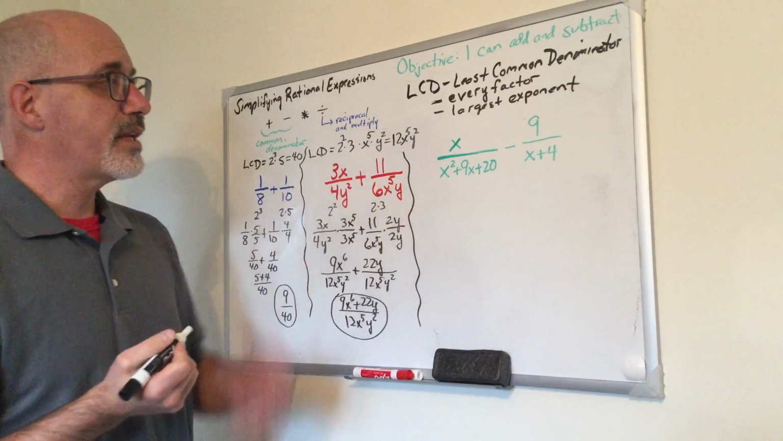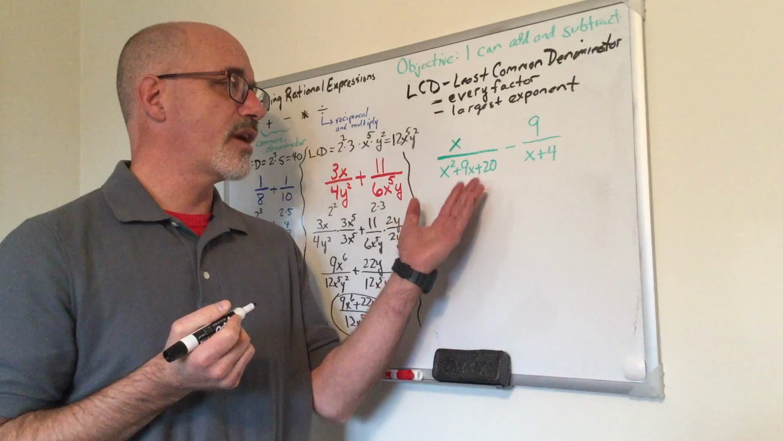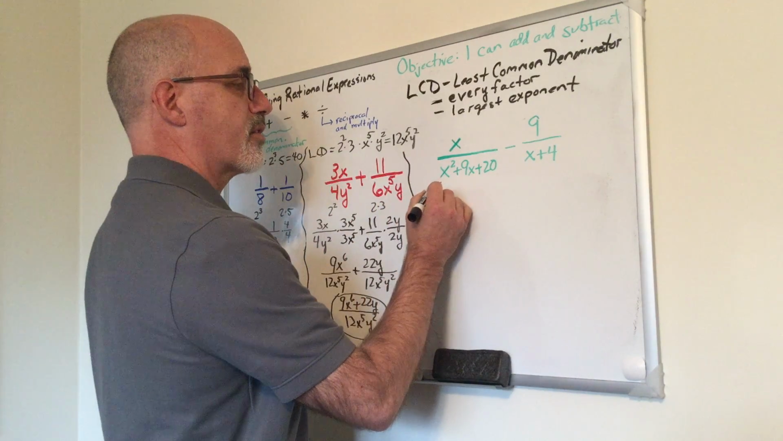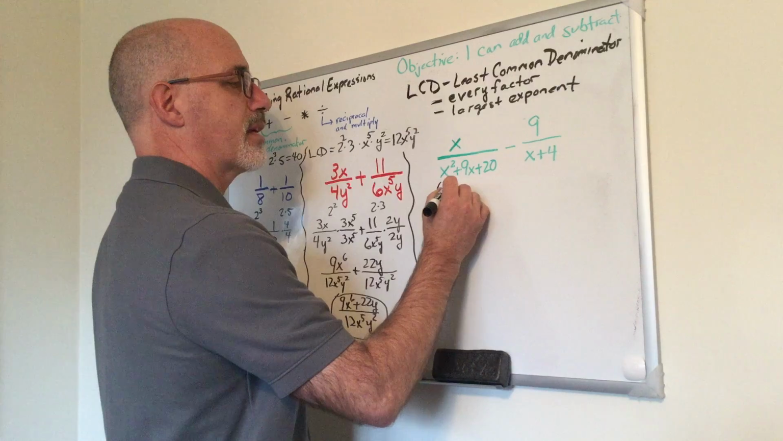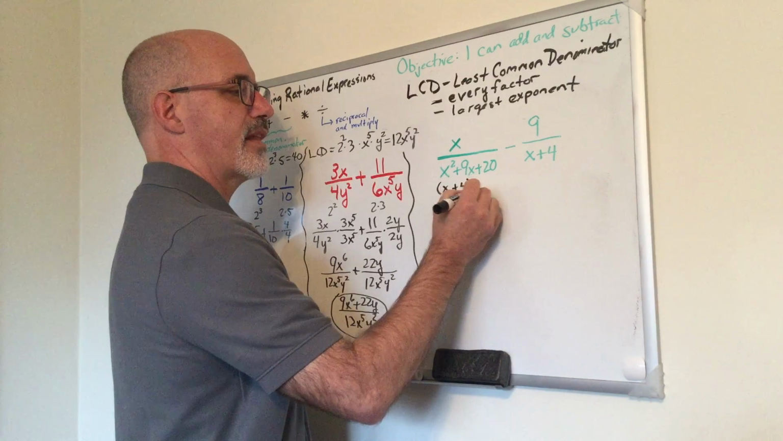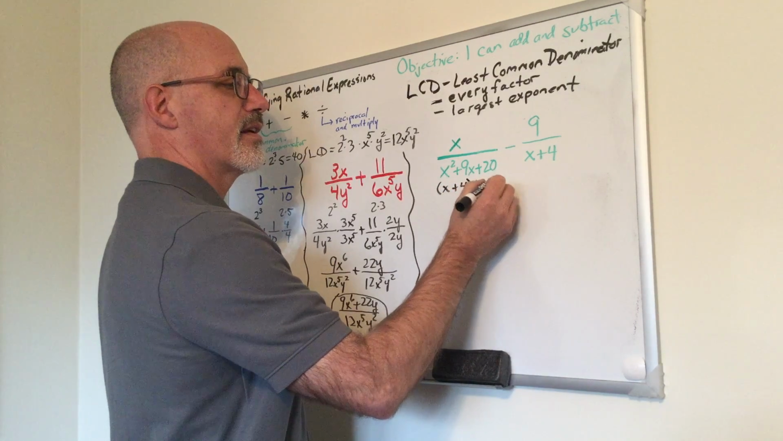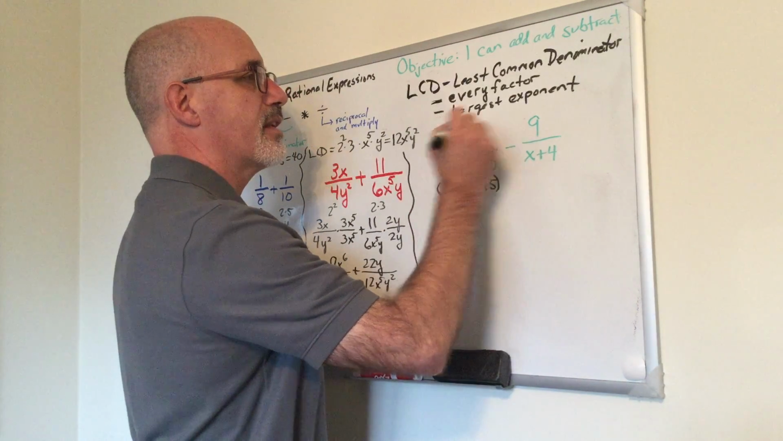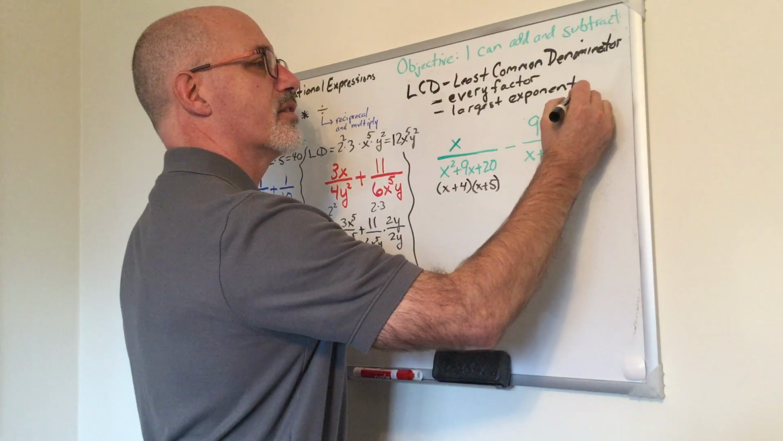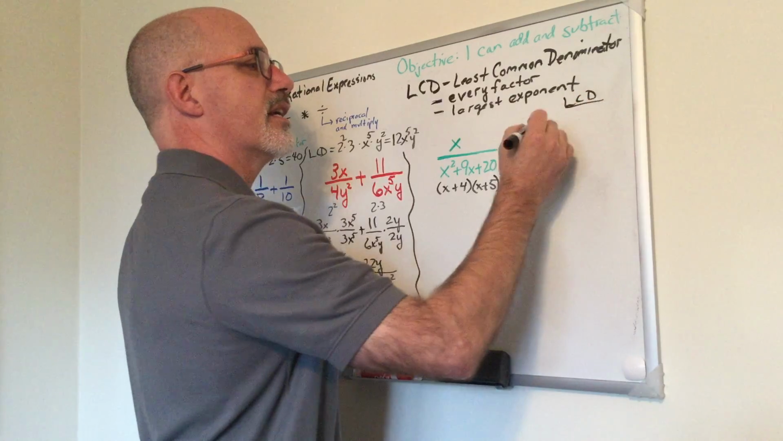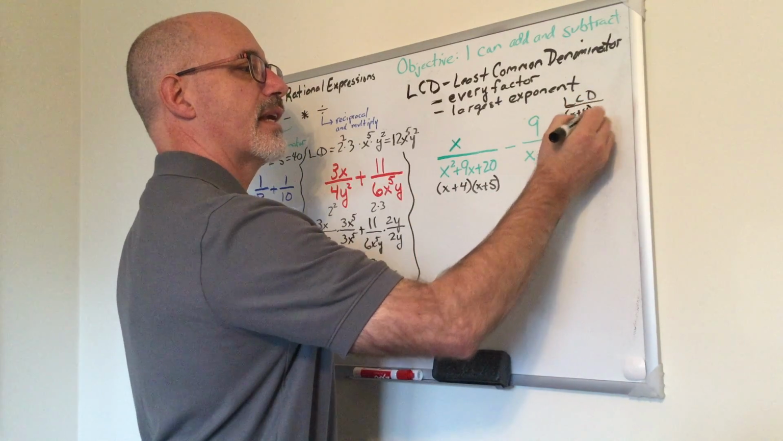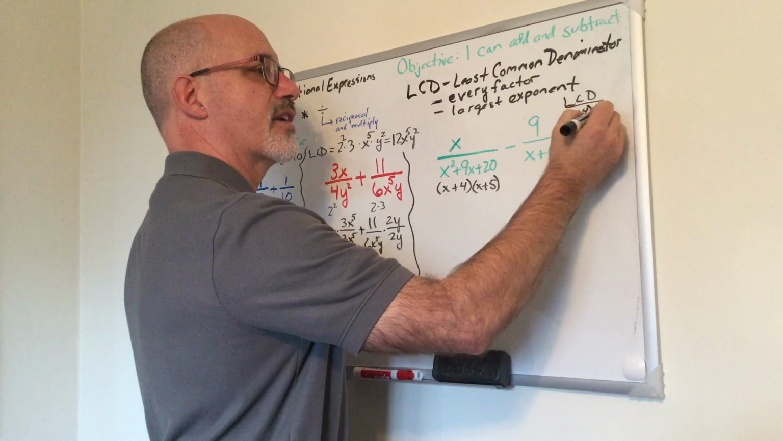All right, let's try one now where we have, in this case, a trinomial and a binomial. The first step we want to do is factor this denominator. This becomes an x plus 4 and then an x plus 5. We have an x plus 4 there. So my least common denominator here, I'll list it over here, is going to be an x plus 4 as a factor and the x plus 5 as a factor.